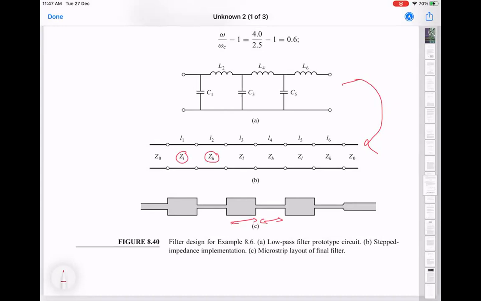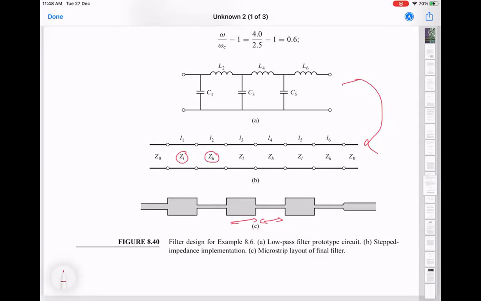So the table, which was earlier giving you L's and C's, will now get transformed to basically giving you length of low impedance line, length of high impedance line, length of low impedance line, and so on. And then you can construct this, and this is called a stepped impedance filter. And you can see that in microstrip again it is very easy. It's just changing the widths of the line. So here is actually a filter made like that.